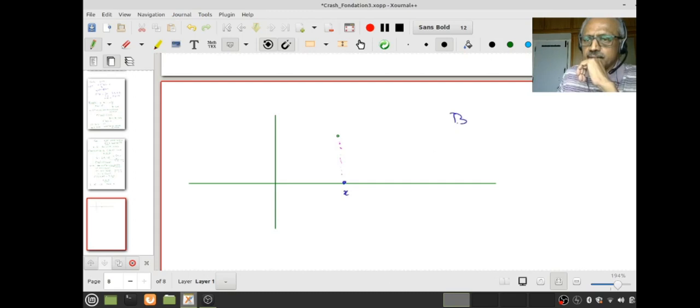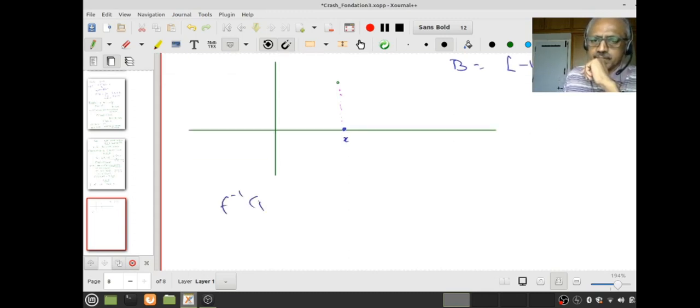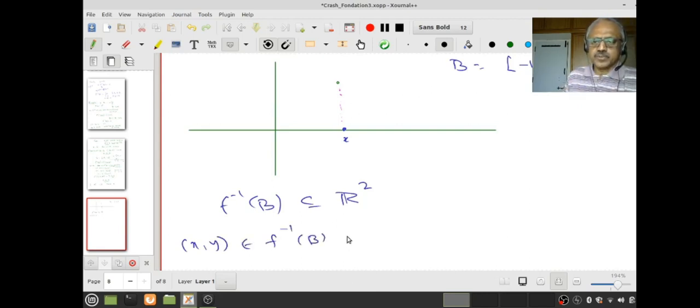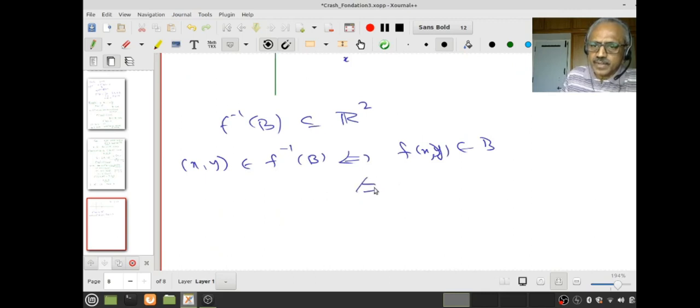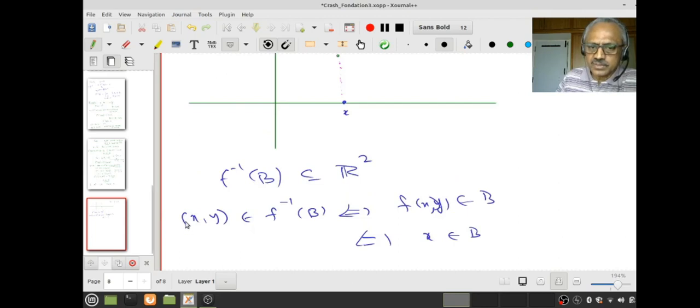Now suppose my B is, let us say, -1 to +1. Okay, what is f inverse B? Notice that this is a subset of R2. So give me a point (x, y) in R2. I want to know when (x, y) belongs to f inverse B. This is if and only if f of (x, y) belongs to B. Right? But what is f of (x, y)? f of (x, y) is x, which belongs to B. What is x? That is the first coordinate, the x coordinate of the point (x, y). Right? It must be in B.